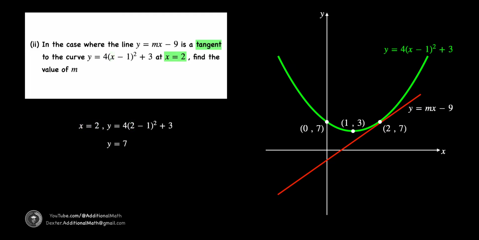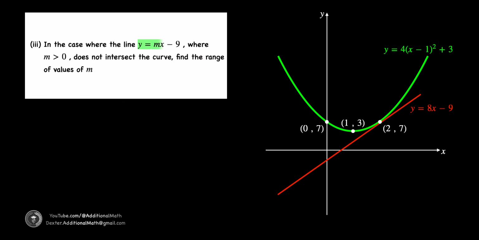With the x coordinate to be 2 and y coordinate to be 7, we can now substitute this pair of coordinates into our linear equation y equals mx minus 9, as this coordinate (2, 7) also lies on our tangent line. Solving for m will give the value of 8, and the equation of this tangent is therefore y equals 8x minus 9.